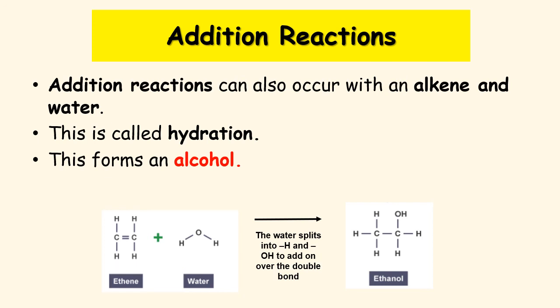And then we explored lots of different types of addition reactions. So we looked at hydrogenation, which can turn an alkene into an alkane. And finally, we looked at hydration, which can turn an alkene into an alcohol.